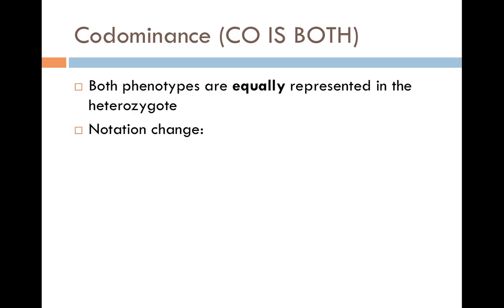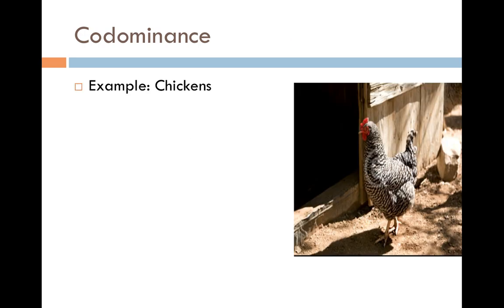We're going to use, again, different letters to represent different alleles, just like we did with incomplete dominance. So instead of a capital R and a lowercase r, like we did in the regular Punnett squares, we're actually going to use two totally separate letters. And the example is an easy one, so we're going to do chickens.